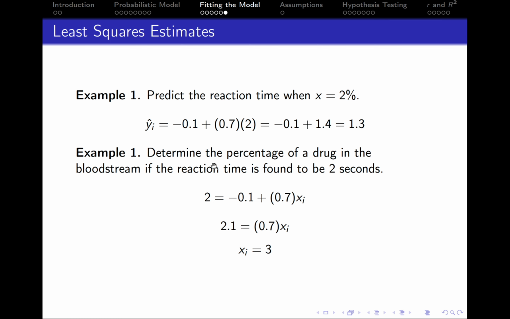And now, for example, let's determine the percentage of a drug in the bloodstream if the reaction time is found to be 2 seconds. So this time we know the value of y, we know the reaction time, it's 2 seconds, and what we are asked to find is the percentage of a drug, so the value of x. So we put 2 into the equation instead of y, x is the unknown. When we move negative 0.1 to the left, we get 2.1, and to get the value of x, we divide 2.1 by 0.7 and we get 3. So when the reaction time is 2 seconds, the percentage of a drug in the bloodstream is 3%.